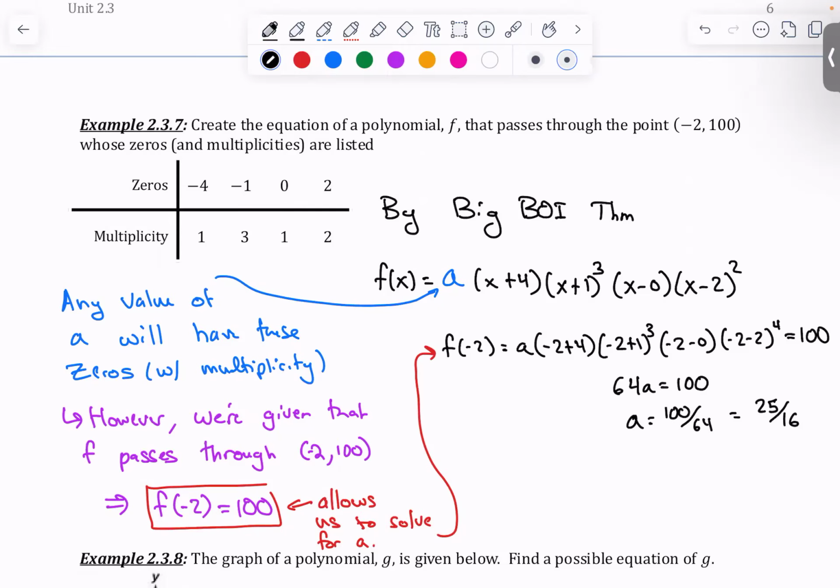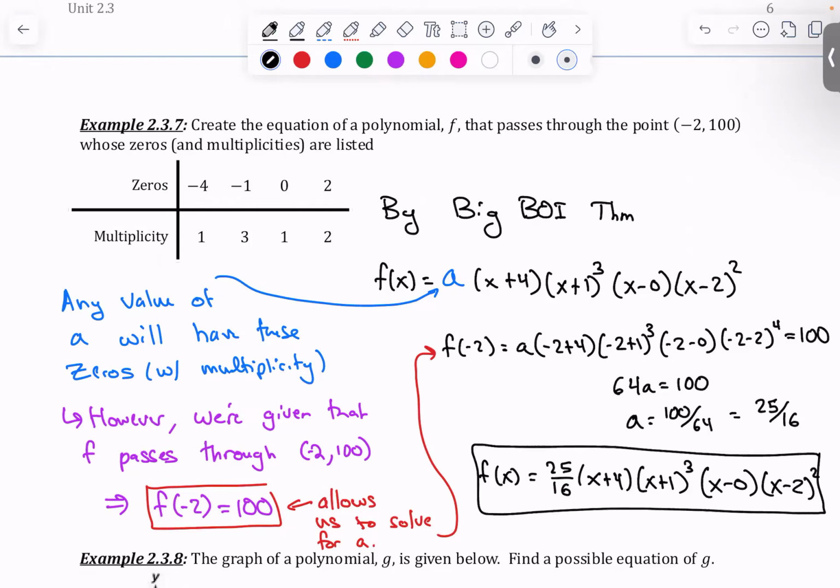So we have our a value, and we have to jump through one more hoop and rewrite it with the correct a value. So f of x is equal to 25 sixteenths times x plus 4 times x plus 1 cubed times x minus 0, which you can just write as x if you really want to, times x minus 2 squared. And that is our answer.